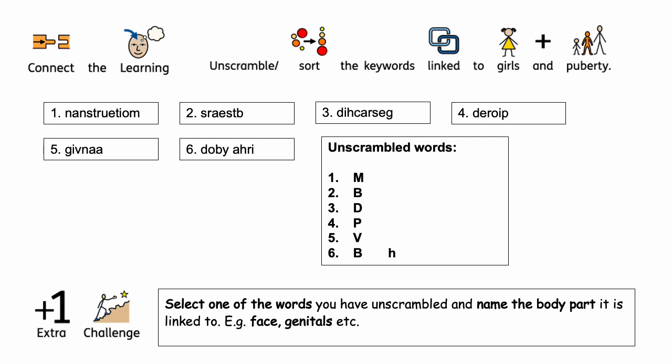As you're unscrambling them, write them down in your exercise book or in your student workbook. If you'd like to challenge yourself further, select one of the keywords that you have unscrambled and name the body part that it's linked to. For example, face, genitals, etc. Okay, so label the body part linked to.